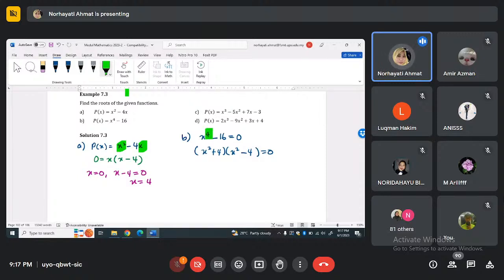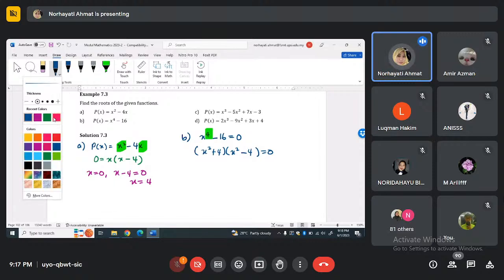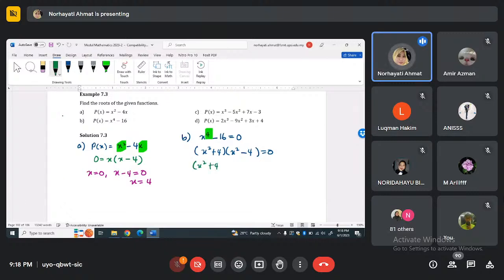So actually this is a polynomial with degree 4. So we know we have at most 4 roots. Okay, at most 4 roots. So kalau kita factorize, kita ada 4 brackets. So kita boleh factorize yang ini. Ini boleh factorize tak? Tak boleh kan? But we can factorize this one. So yang ini x square plus 4. And this one is x minus 2, x plus 2 equals to 0.